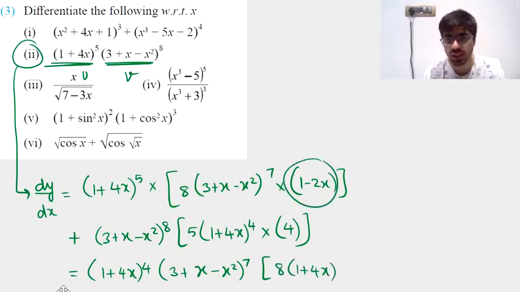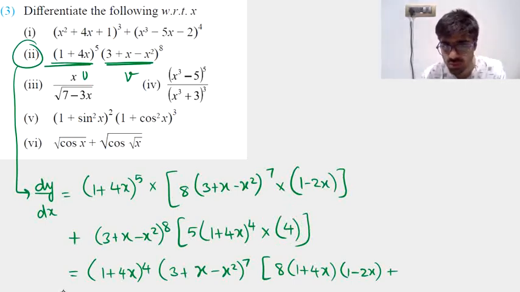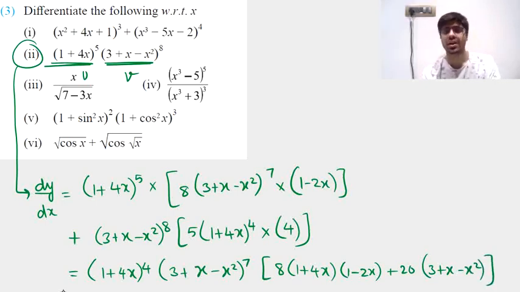You are left with (1 + 4x) into 8, (1 + 4x) into (1 − 2x), and then there is a plus 4 into just this term. So in fact 4 into 5, that's making it 20 into the bracket here, which is (3 + x − x²). Now you can expand this bracket, multiply that with 8, expand the bracket here, collect the terms in x², x and the constants, and you will have your answer.